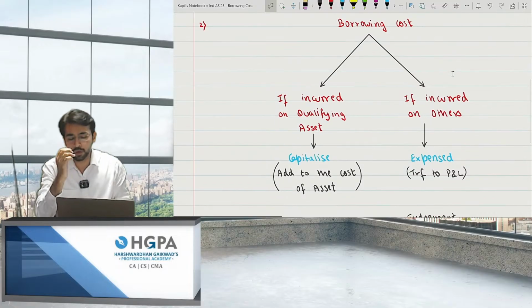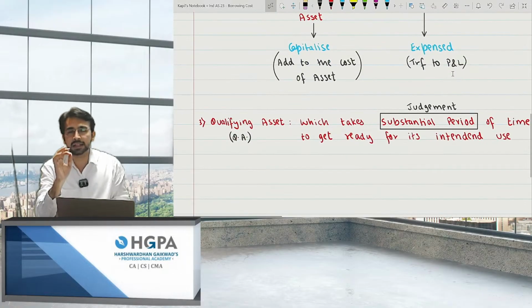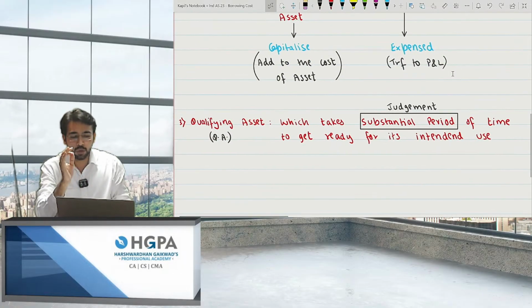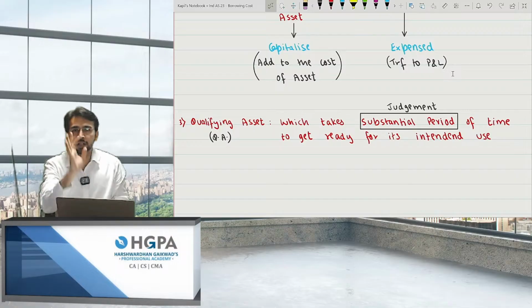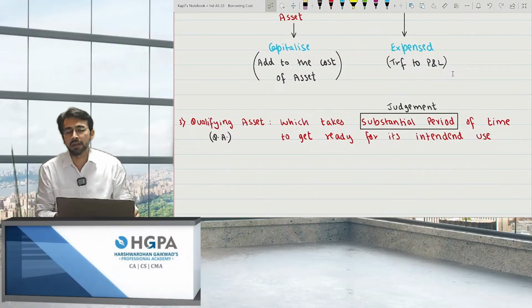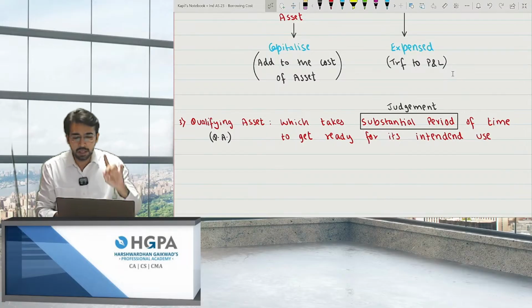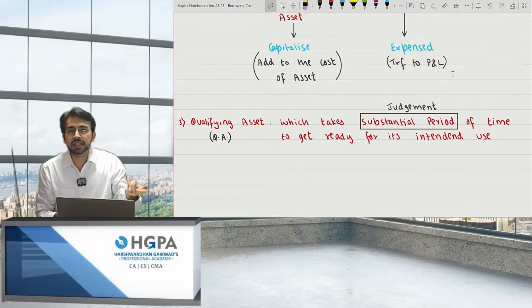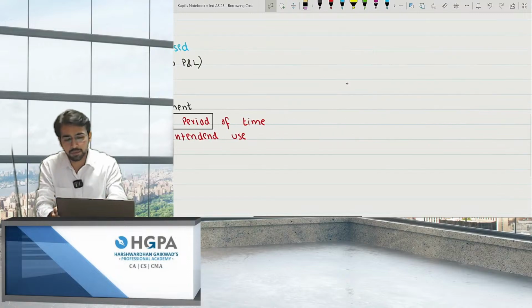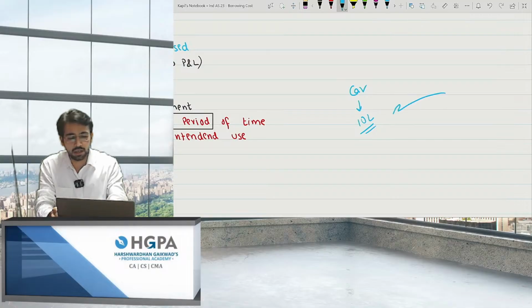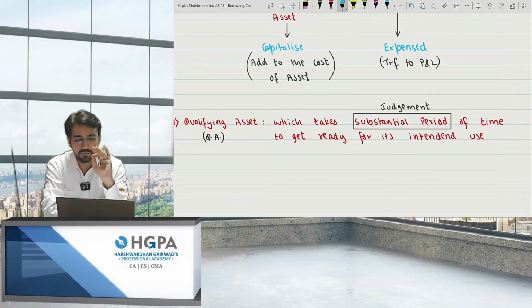Okay. Now comes the question: what do you mean by qualifying asset? A qualifying asset is one which takes a substantial period of time to get ready for its intended use. In short, construction. If I'm constructing a building, it will generally take 1 year, 2 years, 3 years. In that case, it is taking a substantial period of time to get ready for its intended use. Please make sure you are not taking a purchased asset. For example, if I purchased a car that cost me rupees 10 lakh and I took an entire 10 lakh rupees loan.